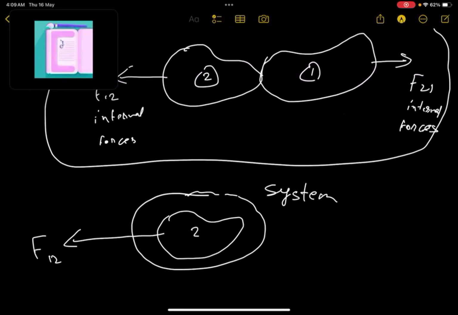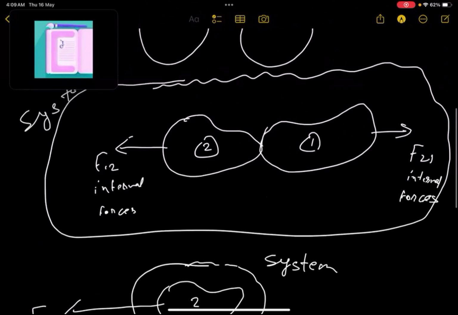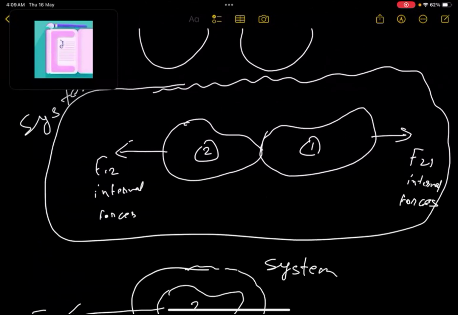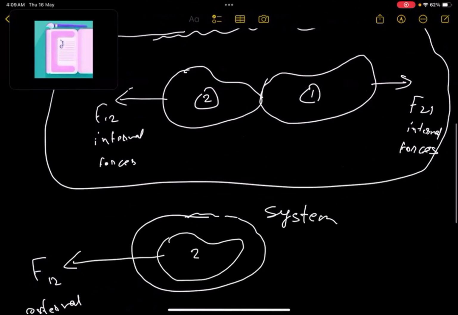External. Yes, because this F12 is applied by another body, that is body 1, and you have not considered that as part of the system, right? So it is not part of your system. So you got to know about the concept of internal and external forces.